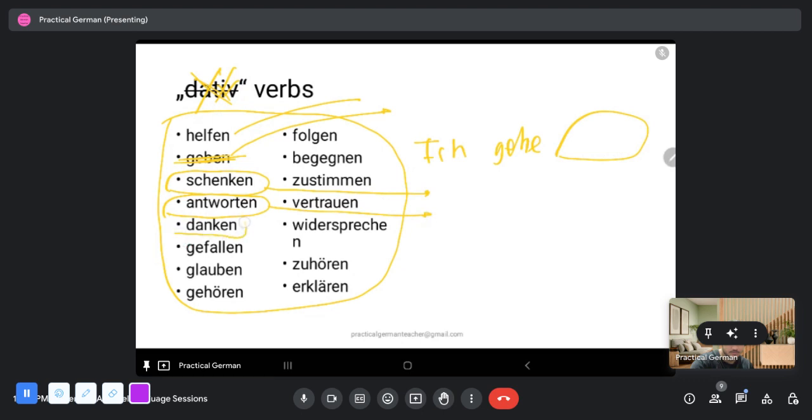Antwerpen answer. Yeah. And Duncan. Is it thank you? Yeah, to thank. Okay, these are not nouns, these are verbs. So to thank. Yeah. To thank. Gefallen. I don't know. Gefallen.